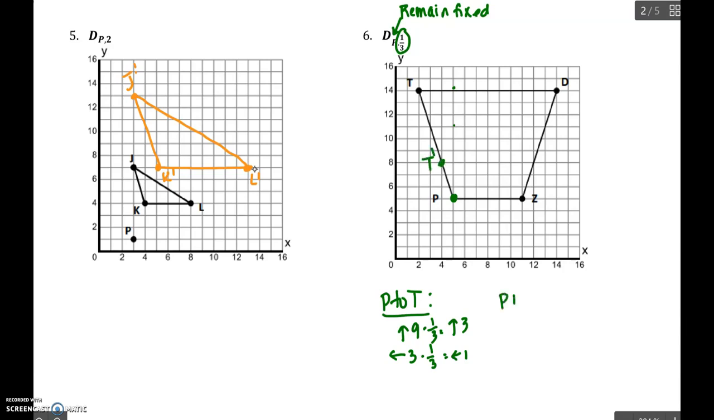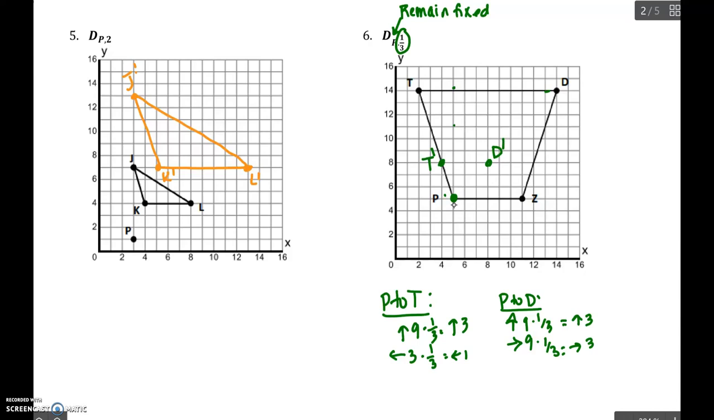Do the same thing to get from P to D. So to get from P to D, you have to go up 9 and right 9. And we're multiplying each one of those by 1/3. So we're going up 3 and right 3. And remember to start that count back at point P, the center of dilation. Up 2, 3, right 2, 3. And that will be D prime.